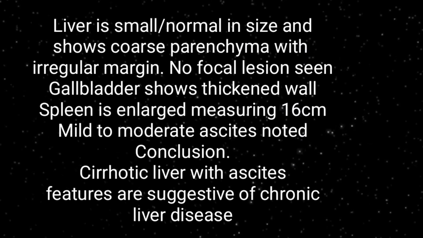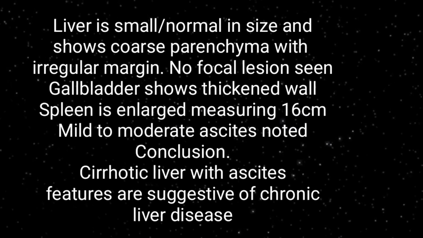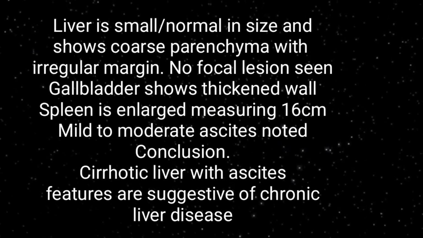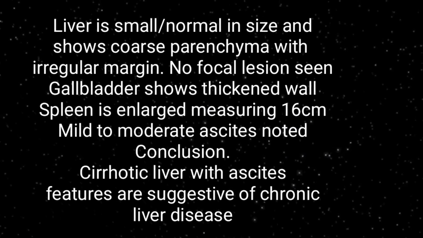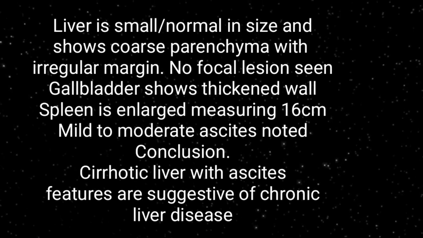In the conclusion, there are 2 points, 2 types. Either write down cirrhotic liver with ascites and splenomegaly, or write down features are suggestive of chronic liver disease. Mention that clinico-lab correlation is suggested.